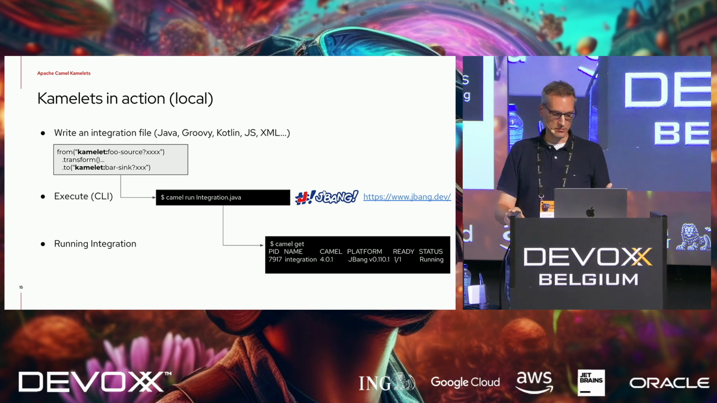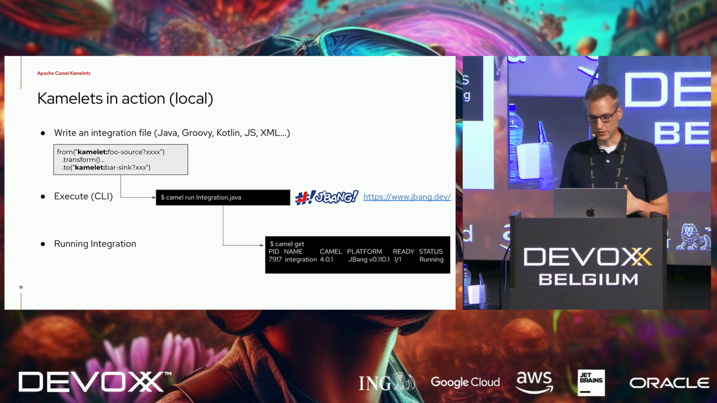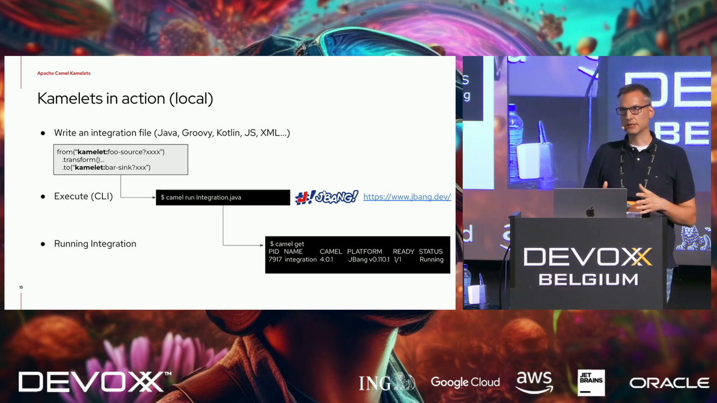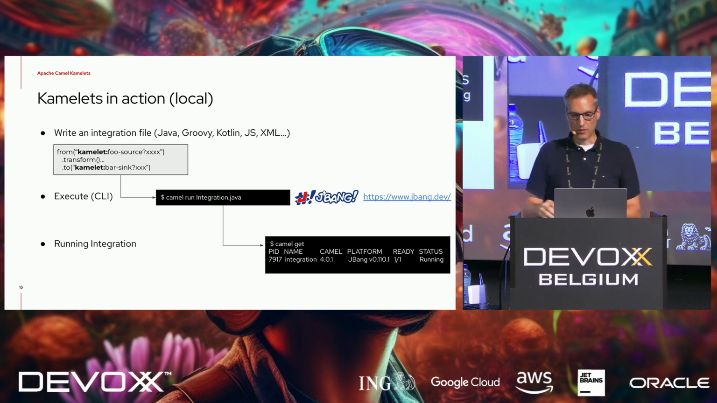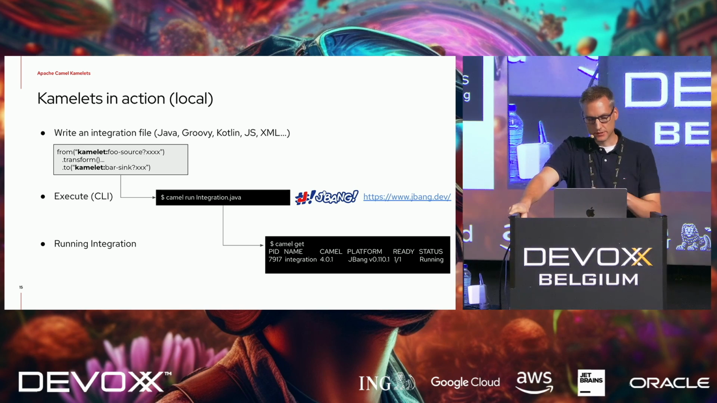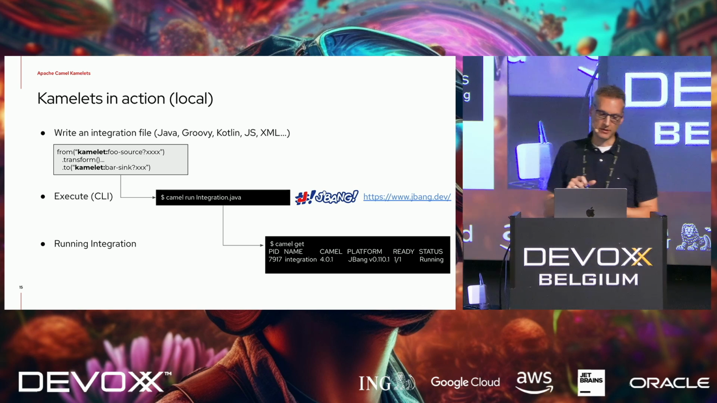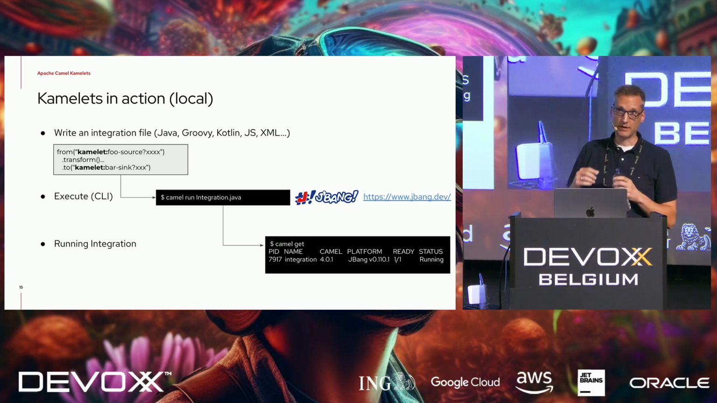For running this on your localhost, I recommend using JBang because it's the easiest way to get started. There's a Camel JBang integration where you just say camel run, and then you can run your integration, and you have this on your localhost.